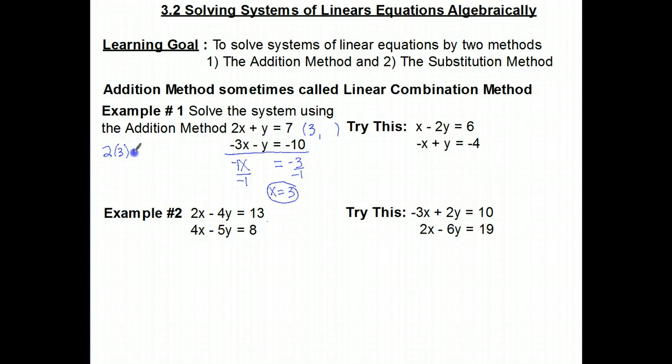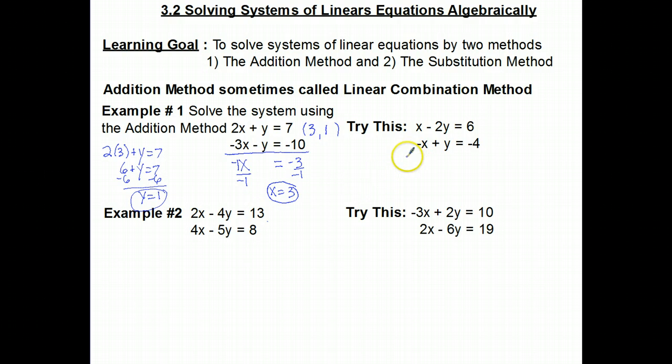2 times 3 plus y equals 7. 6 plus y equals 7. Solving for y, we subtract 6 from both sides. We get y is equal to 1, the other coordinate of our ordered pair, and the solution to this system is (3, 1). Now, reflecting back on the last lesson, if we were to graph both of these on the same xy coordinate plane, these lines would intersect at (3, 1). Okay, you go ahead and try this one, and I'll come back in a second.